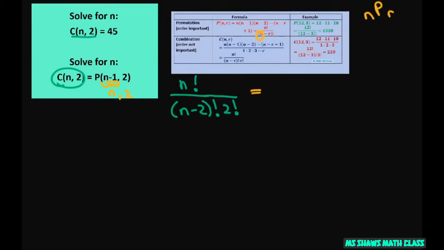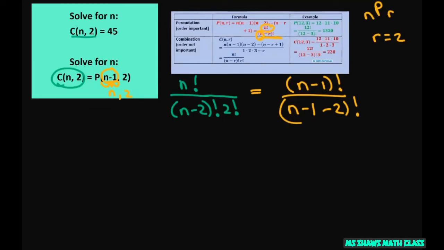So when you write that out, that's going to be the same thing, but it's going to be n. So your n in our case is really n minus 1. So you can write n minus 1 factorial. And then for the denominator, your n again is n minus 1. And then your r is 2. So r equals 2 in this one. So minus 2 factorial.